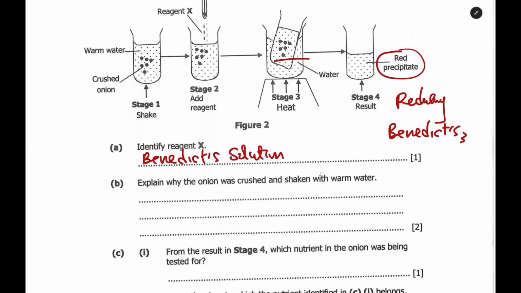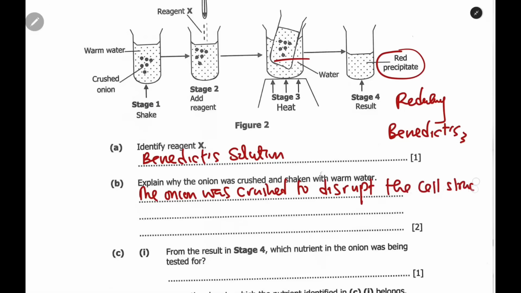All right. So, the onion was crushed to disrupt the cell structure, releasing sugar. Okay, that is the first part.